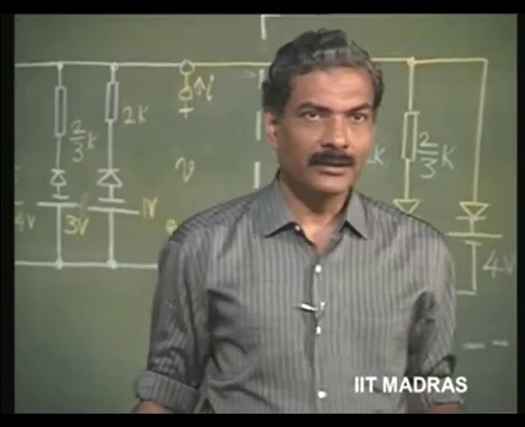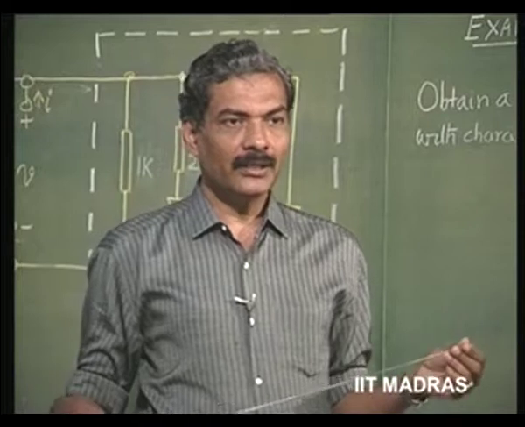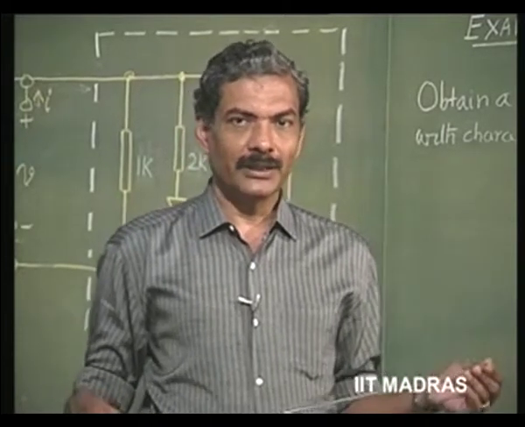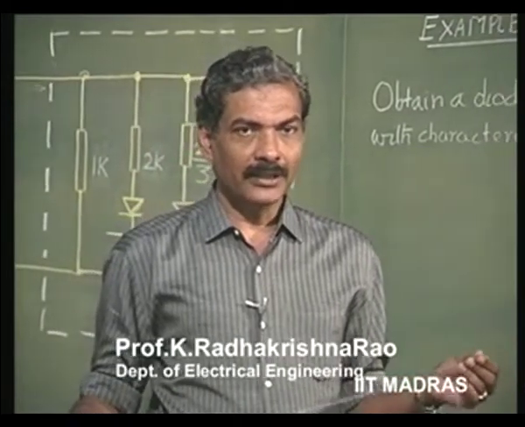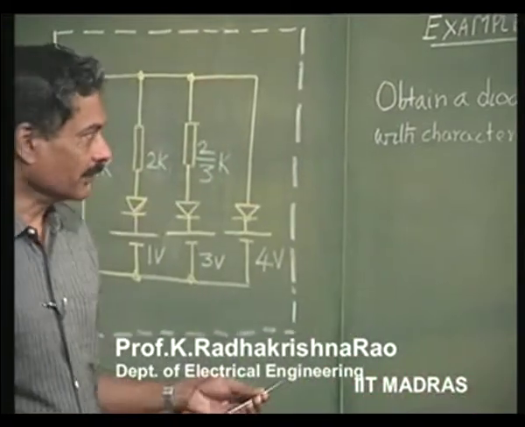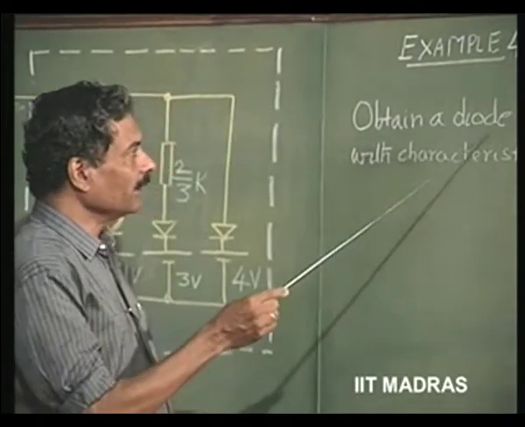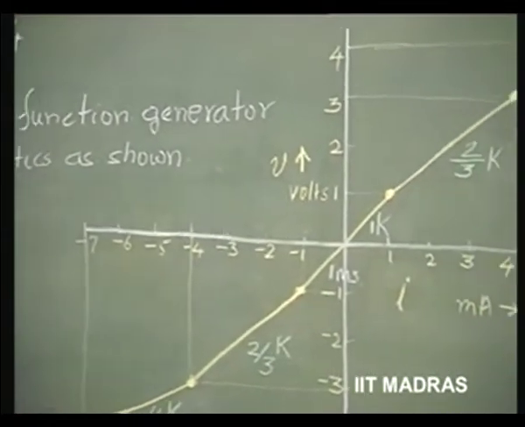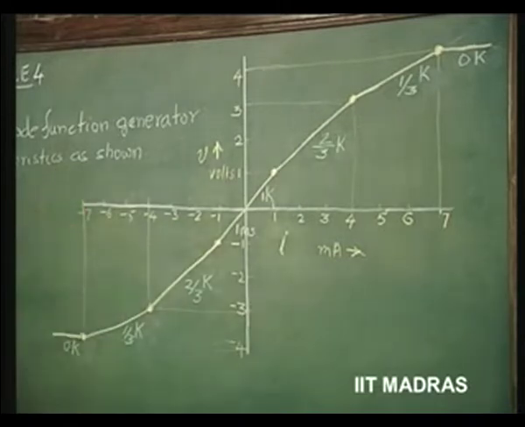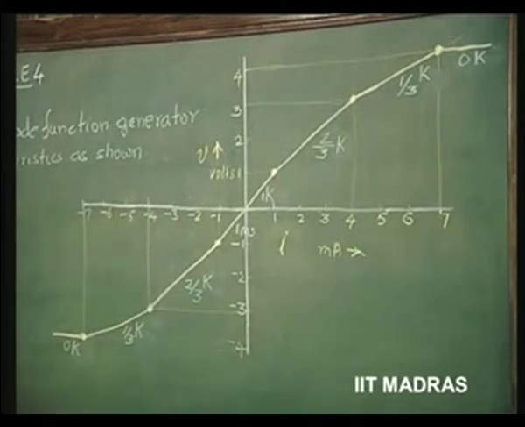In the last class, we understood something about diode function generation. That is, any nonlinear function between voltage and current can be generated, synthesized using the ideal diode in combination with resistors and voltage sources. Let us solve this example. Obtain a diode function generator with characteristics as shown. This is the sort of piecewise linear characteristics that we want, nonlinear characteristics that we want generated using ideal diodes and resistors. This is the problem given to you for synthesis. Let us see how to synthesize such a circuit.